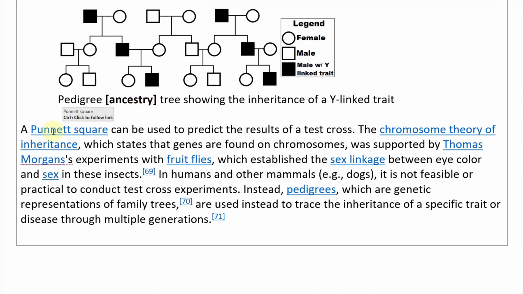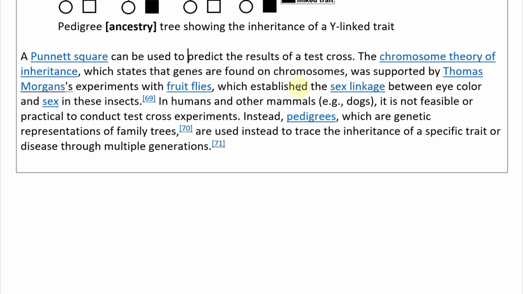Now let's look at a Punnett square, and this can be used to predict the results of a test cross. We'll get to those in a bit. The chromosome theory of inheritance, which states that genes are found on chromosomes, was supported by Thomas Morgan's experiments with fruit flies, which established the sex linkage between eye color and sex in these insects.